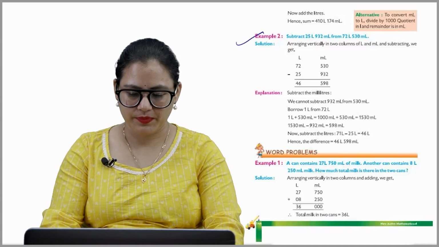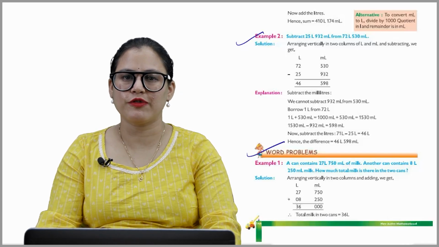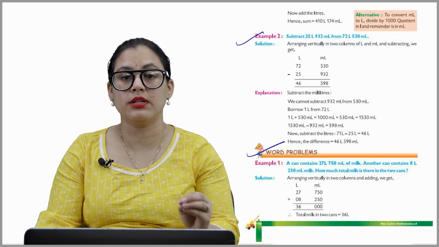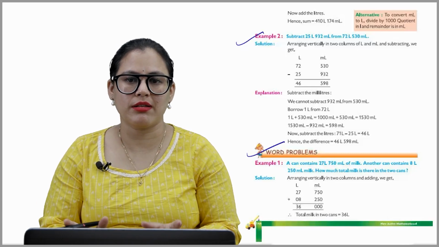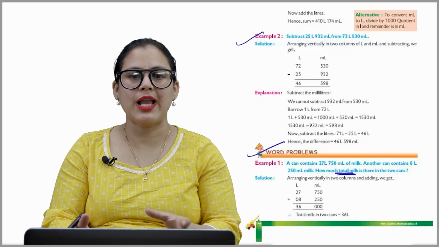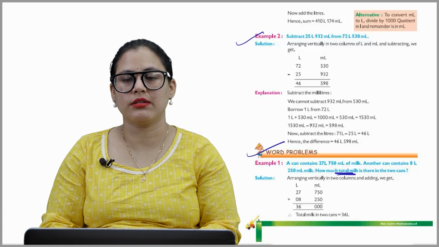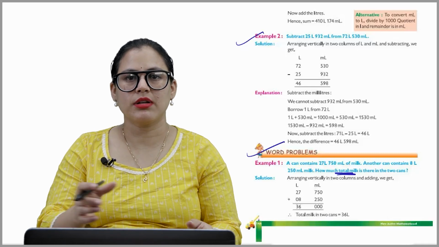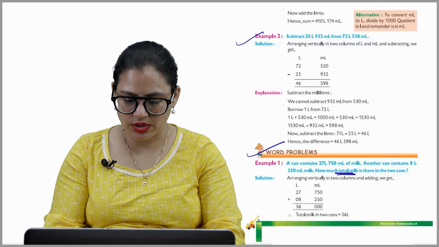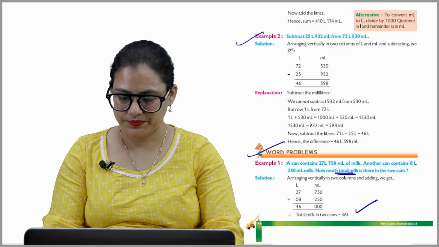Word problems. Example 1. A can contains 27 liter 750 milliliter of milk. Another can contains 8 liter 250 milliliter milk. How much total milk is there in the 2 cans? Of course, we have been asked the total milk, so what will we do? We will add. Okay, we will add the quantity of milk which is in one container and which is in another container. So we'll arrange in columns, then we'll add. So total milk is 36 liters in 2 cans.